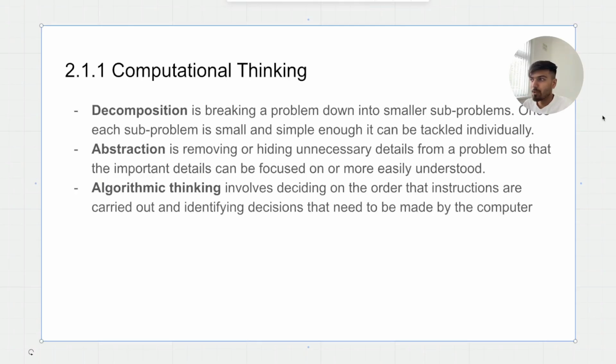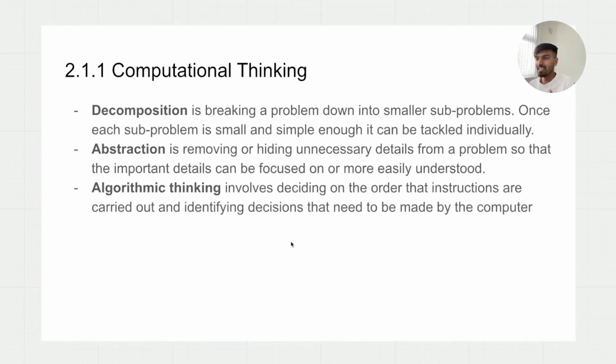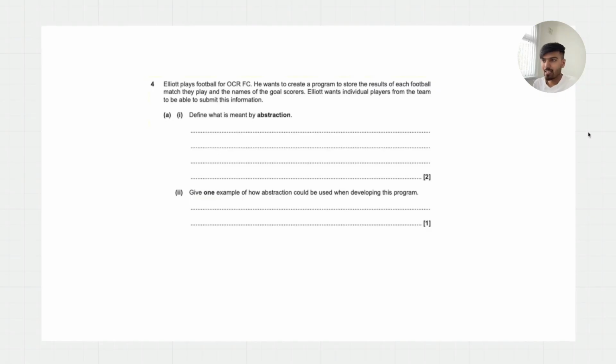First topic is computational thinking. Decomposition is breaking a problem down into smaller sub-problems. Once each sub-problem is small and simple enough, it can be tackled individually. Abstraction is removing or hiding unnecessary details from a problem so that the important details can be focused on. Algorithmic thinking involves deciding on the order that instructions are carried out and identifying decisions that need to be made by the computer. Here's a typical exam question.